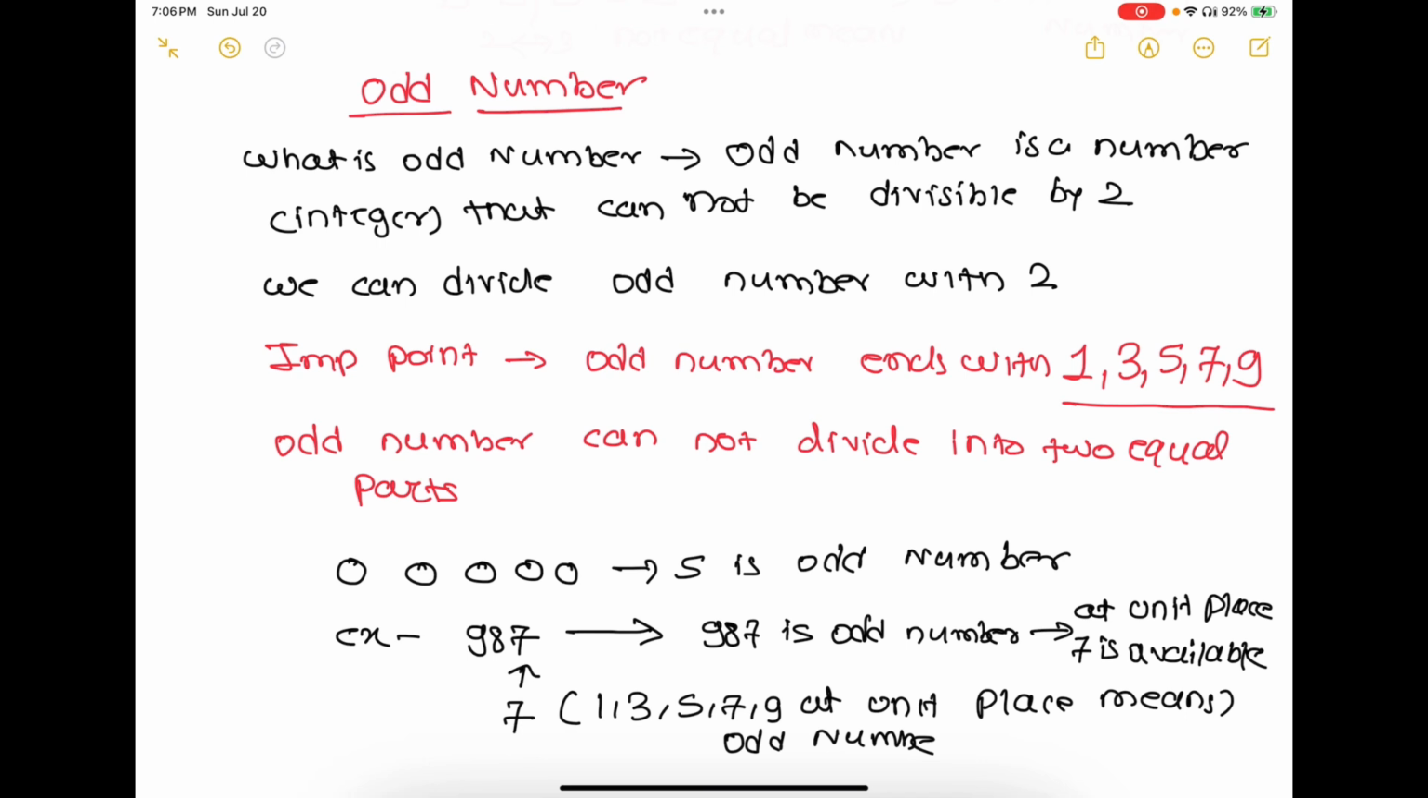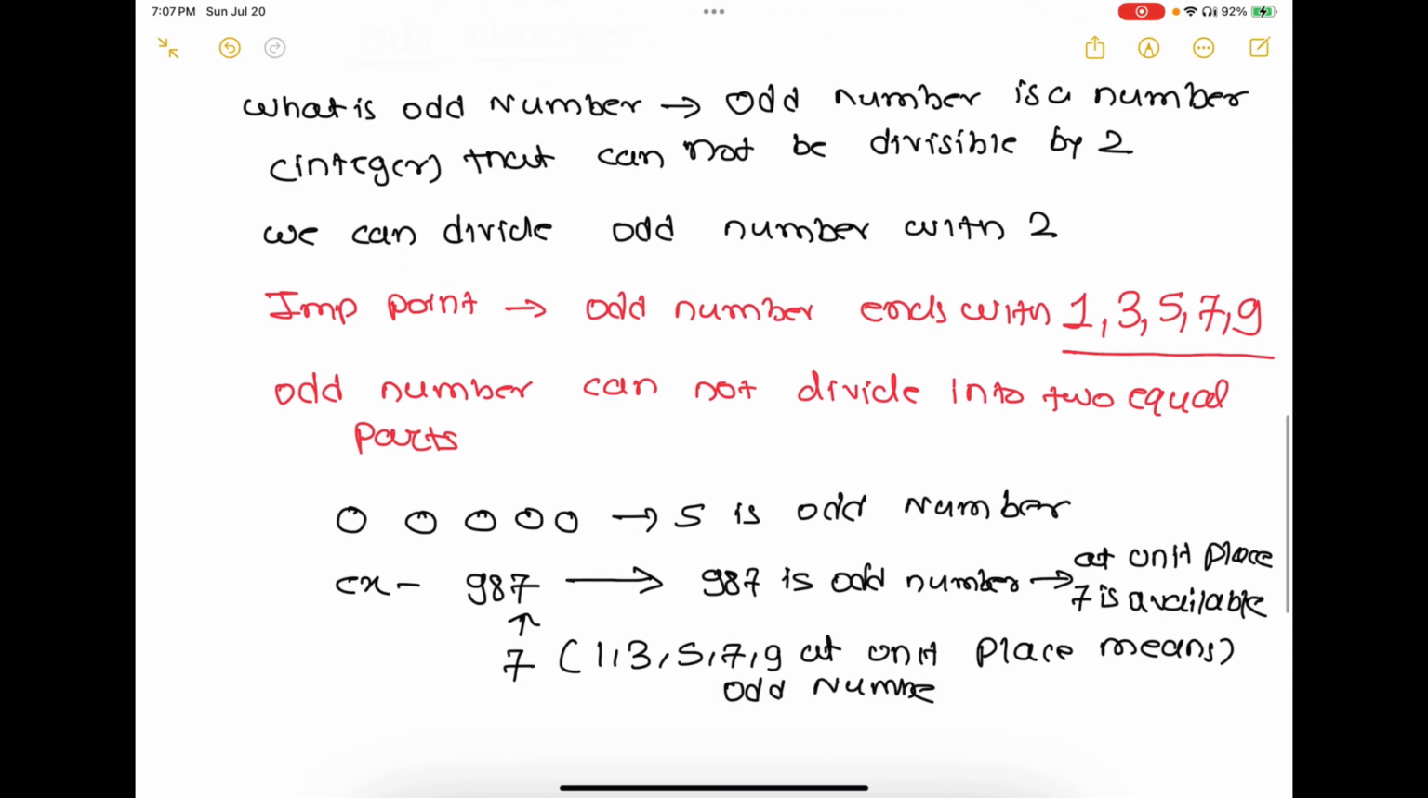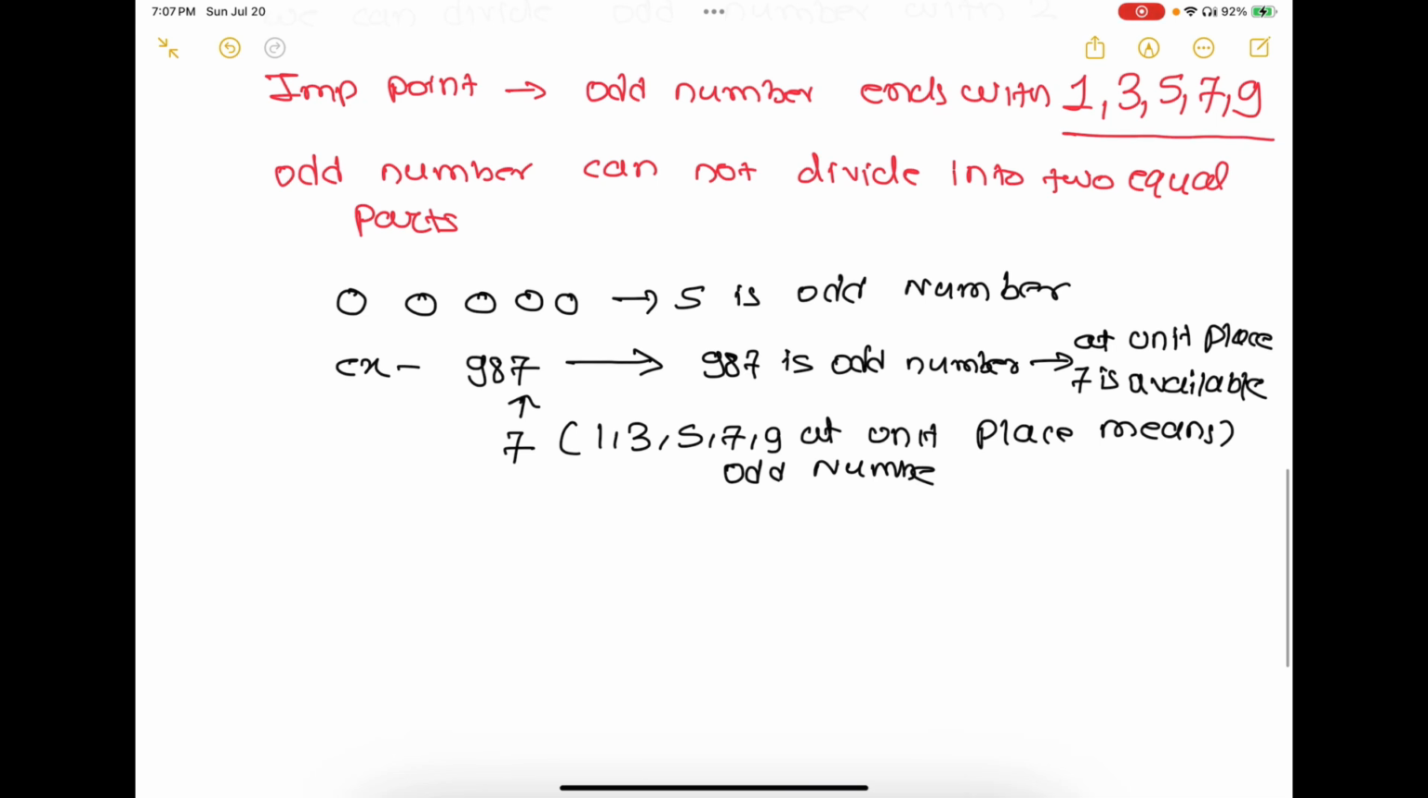Let me repeat this part again. What is even number? Even number is a number which can divide by 2. Odd number is a number which cannot divide by 2. When we divide any number by 2, if the remainder is 0, that means that is even number. In the odd number, the remainder is always 1.